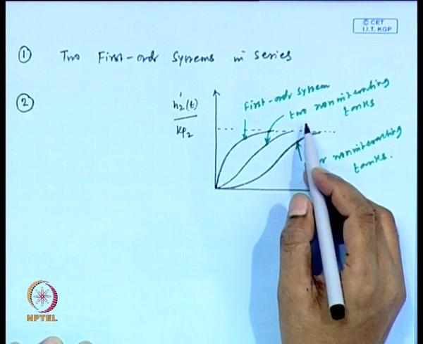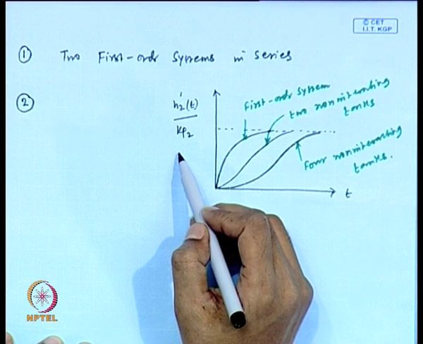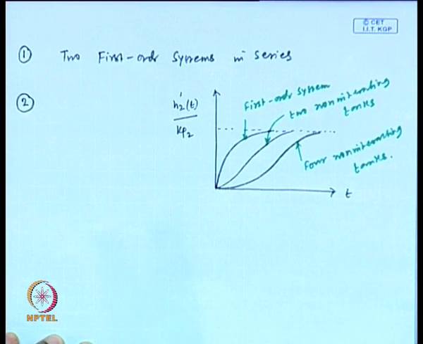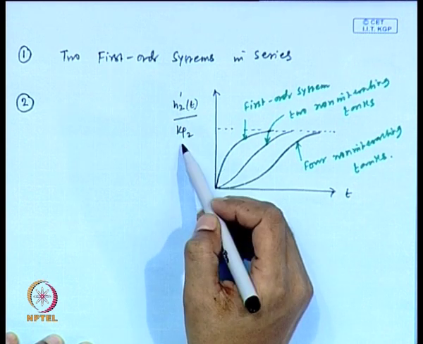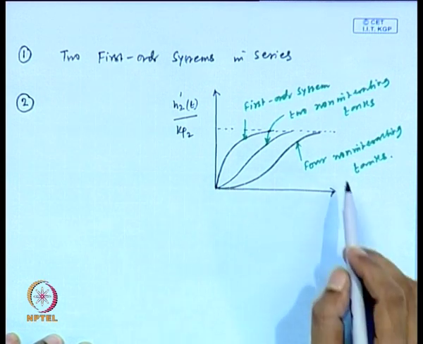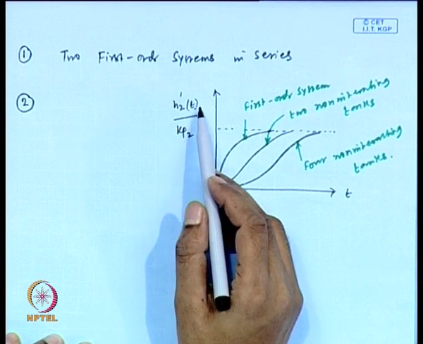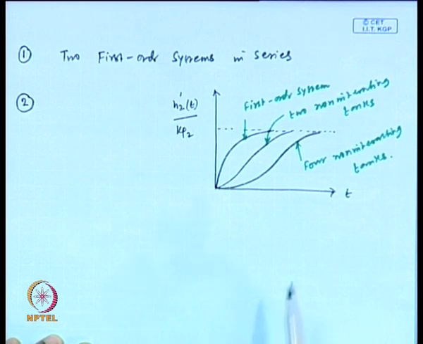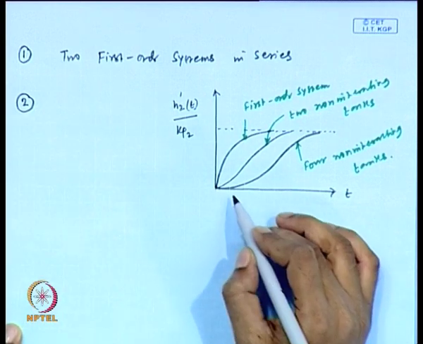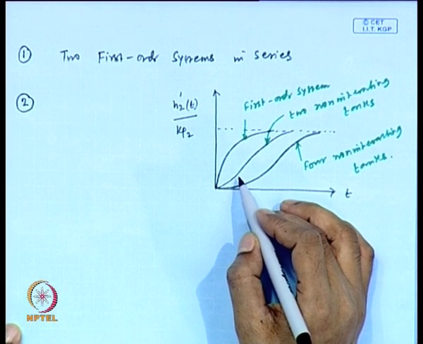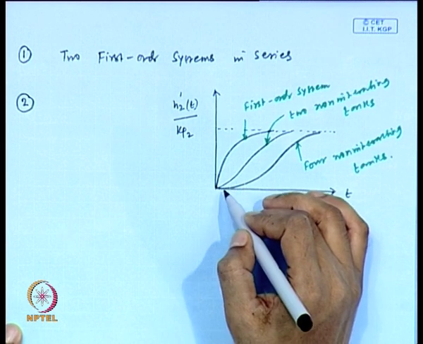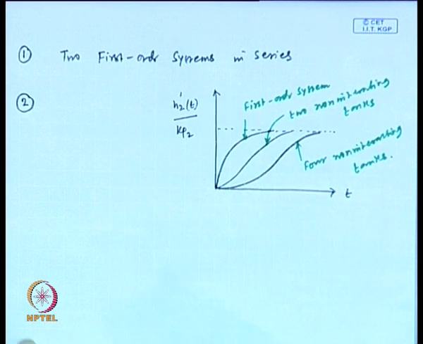Fine. For the first order system, this should be H by Kp. For two non-interacting tanks, this should be H2 prime divided by Kp2. For four non-interacting tanks, this should be H4 prime(t) divided by Kp4. So, this is the dynamic behavior of three systems. Now, what conclusion we can make? Initially, you see it changes slowly. For the two non-interacting tank system, initially it changes slowly, then it picks up the speed. The behavior for second and higher order systems is S-shaped.